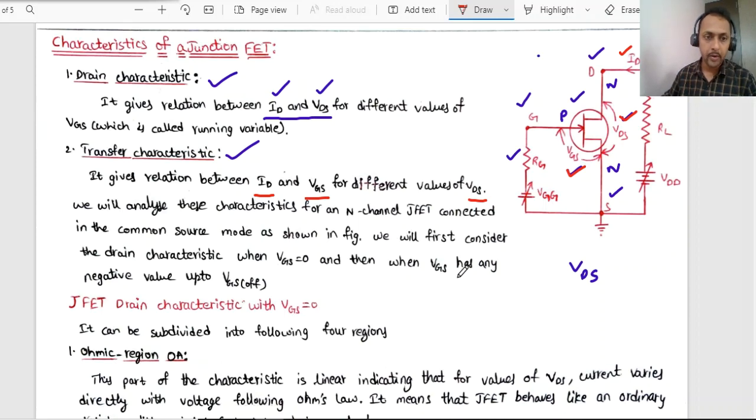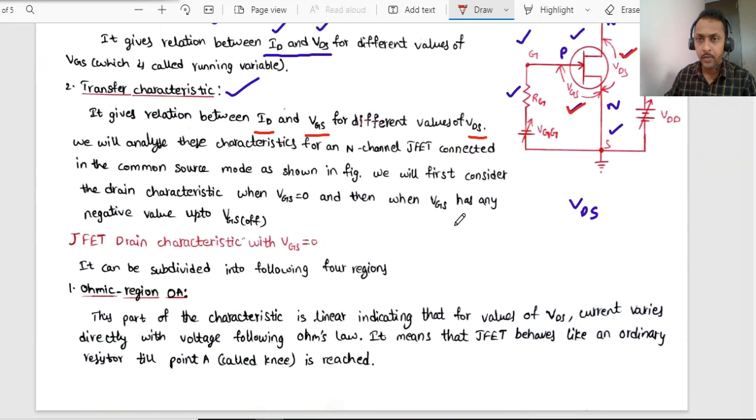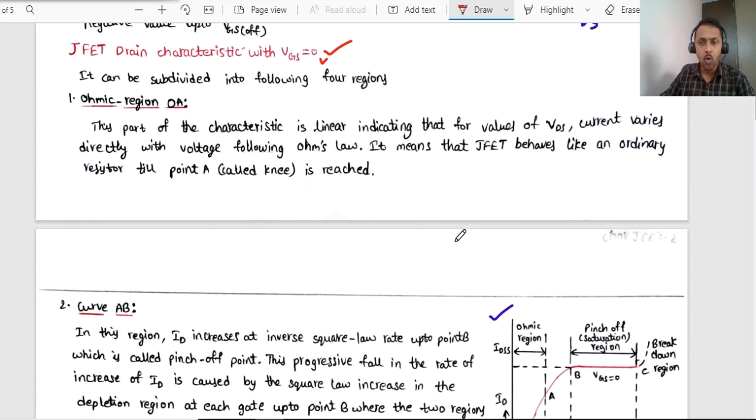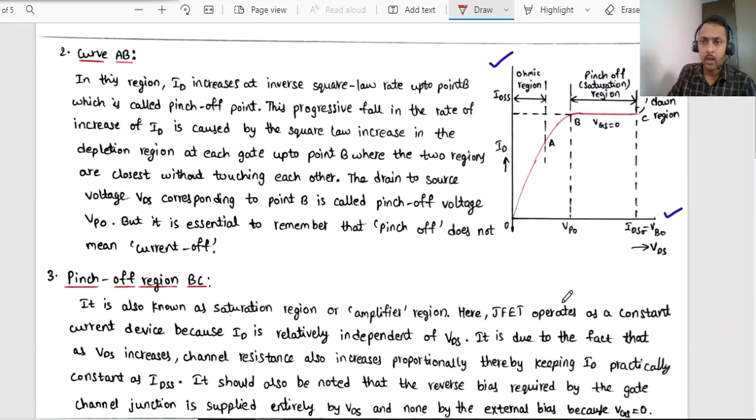Right now, let me discuss the JFET drain characteristics when the VGS value is made 0. Gate source voltage is equal to 0 volt. Then at that time we can observe 4 different regions of operation. One is the ohmic region. In this graph we can observe between 0 to A. In between 0 to A, that region is called ohmic region.